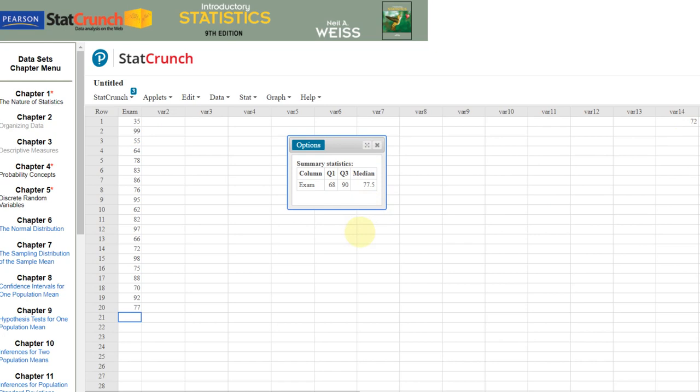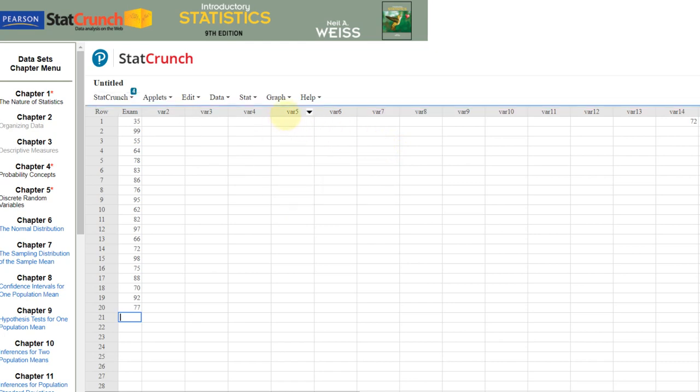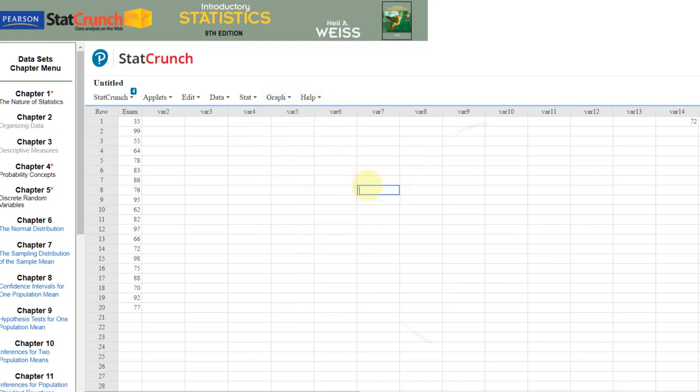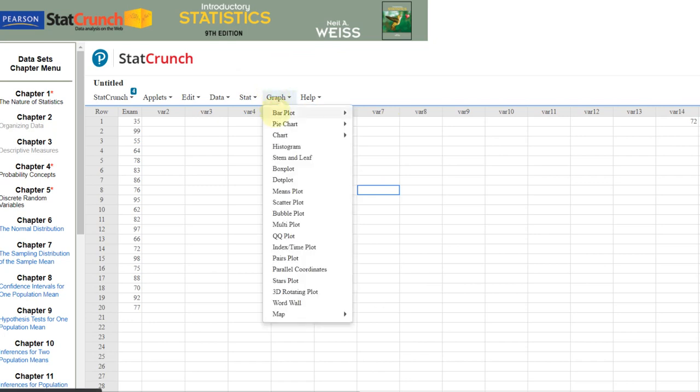Now you get them in the order that you click. So I clicked Q1, Q3 first, then median, so it gives me them in that order. If you click on Q1, median, Q3, then you get them in exactly that order. So those are the values of them. Now let's draw the box plot. To do the box plot, you go to Graph, and in here, let me enlarge this if I can. Looks like I'm not able to enlarge this. Okay, you go to Graph, and then you go to Boxplot. Click on Boxplot.